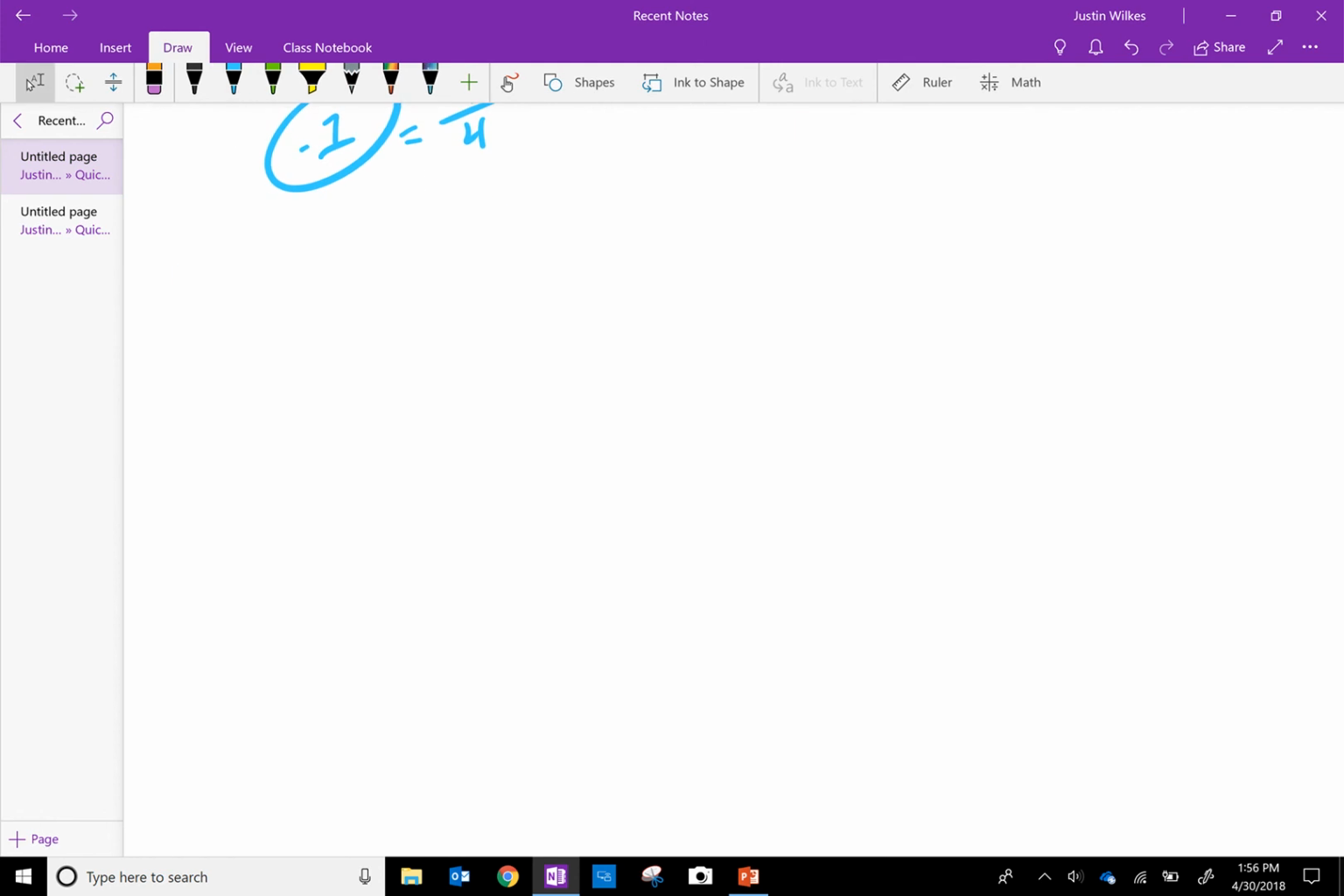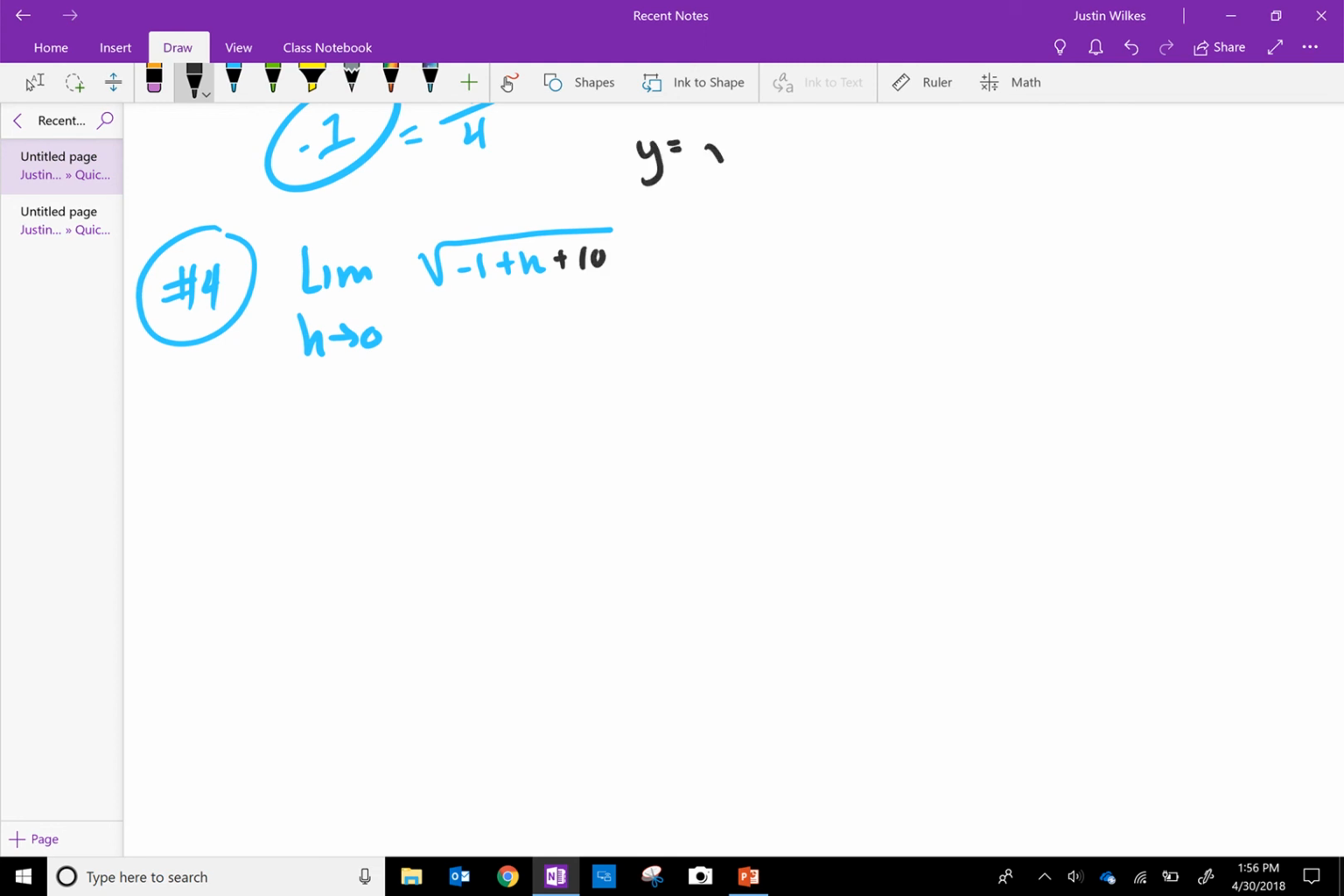Problem 4. Our function is the square root of x plus 10. So I'm going to take the limit as h goes to 0 of my function, the square root of x. We're doing it at the point negative 1, 3, so x will be replaced with negative 1 plus h, but I had the plus 10, which is part of the function. It was y equals the square root of x plus 10. I'm going to subtract the function, so x plus 10 will become negative 1 plus 10. It's all over h. Okay, going to clean this up.